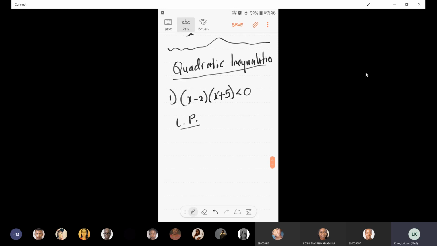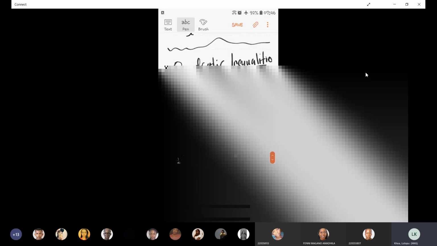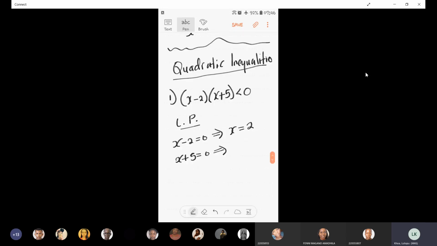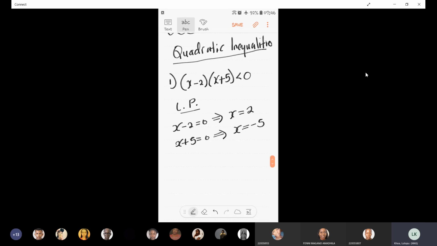Now to find the critical points, we equate each of the factors to 0. This means that x is equal to 2, and then x plus 5 is equal to 0, which means that x is equal to minus 5. Okay, so those are your critical points. Then what you do is you draw a number line with your critical points.